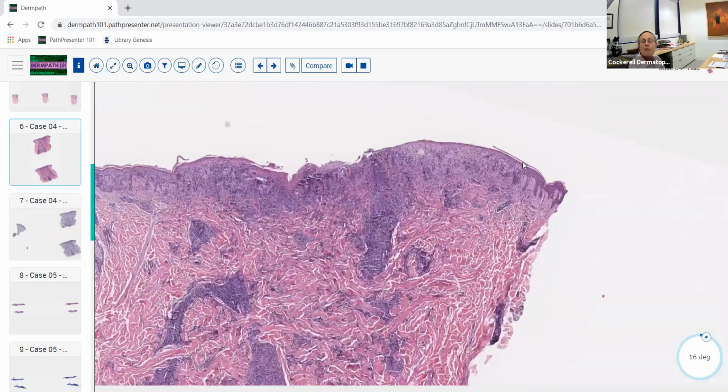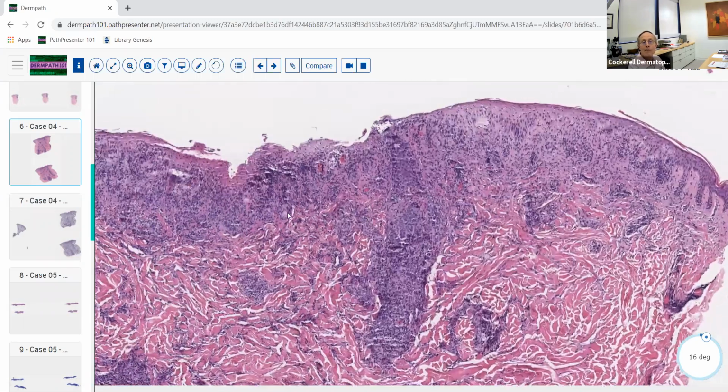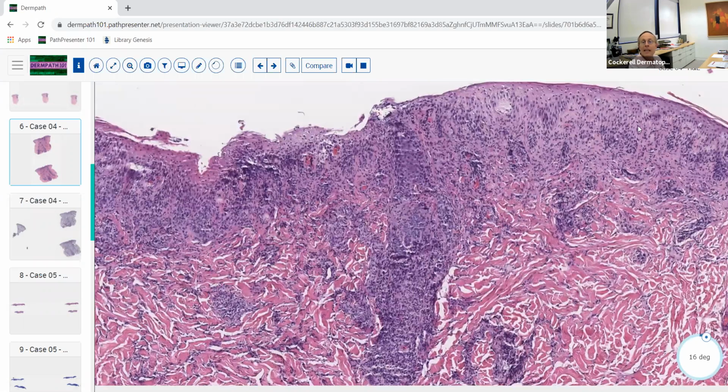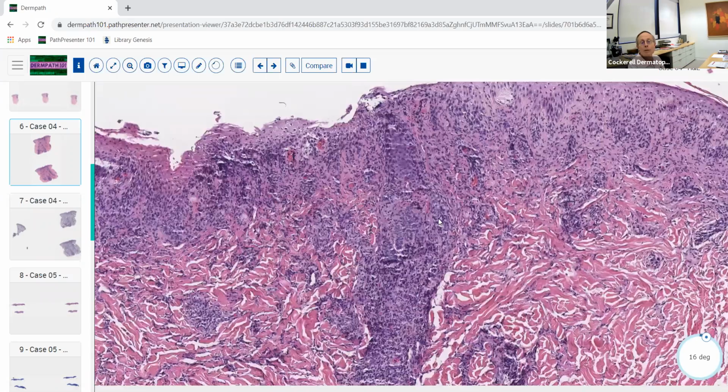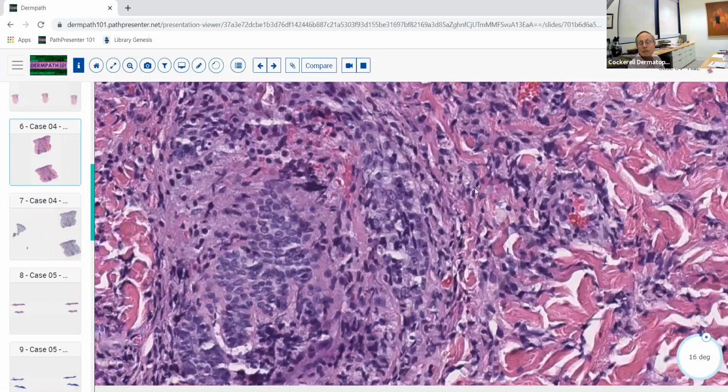And up here, you've got the psoriasiform lichenoid pattern. Even if you just had a superficial biopsy and you have this psoriasiform pattern with histiocytes and plasma cells, you should instantly think about the diagnosis of syphilis.